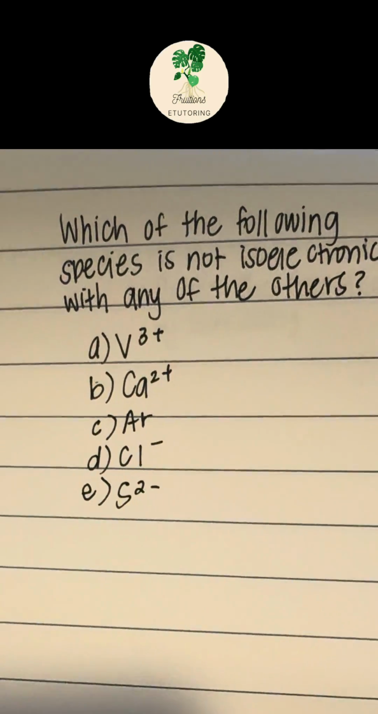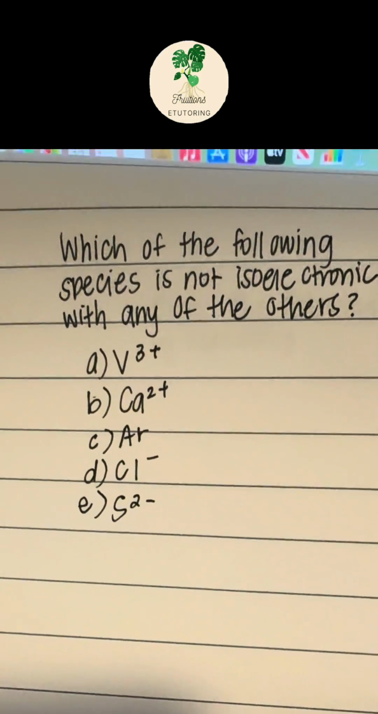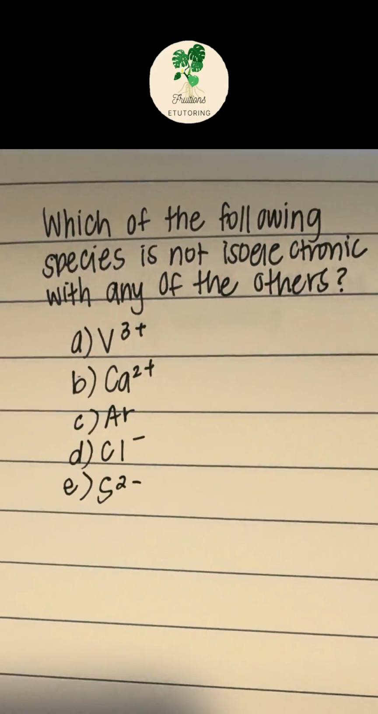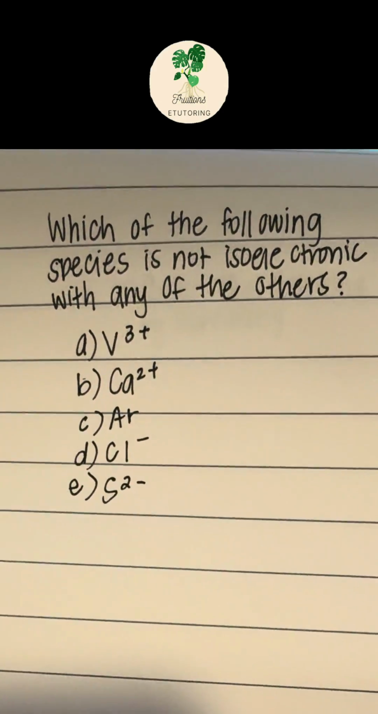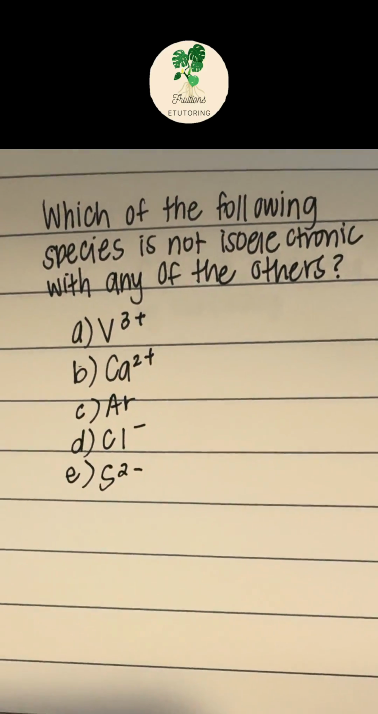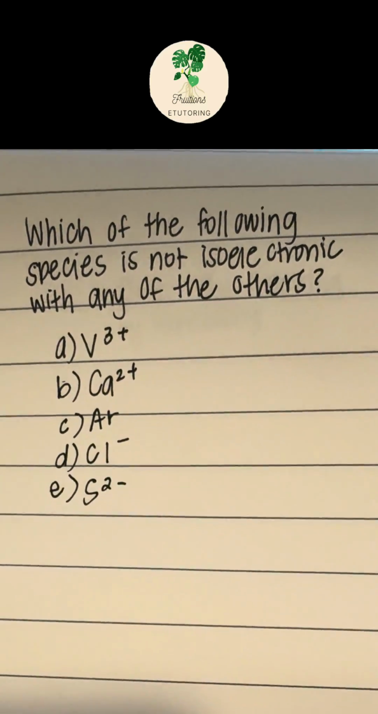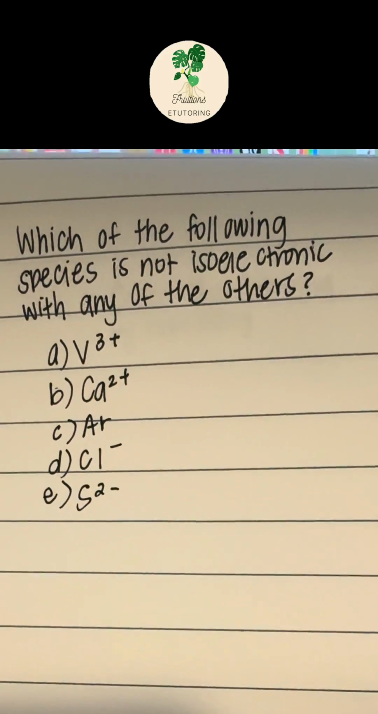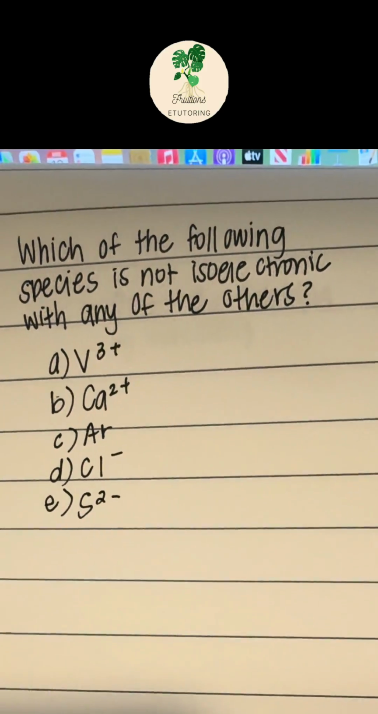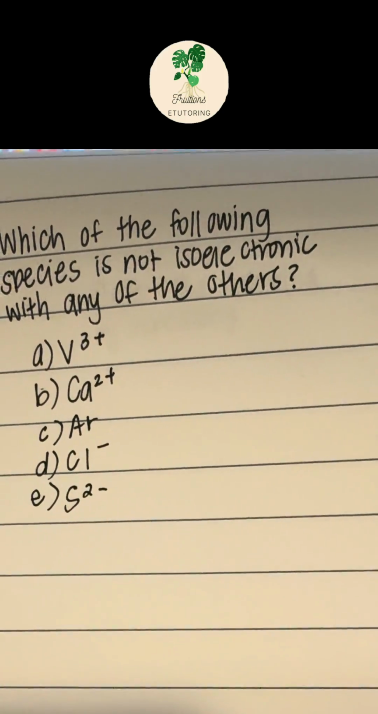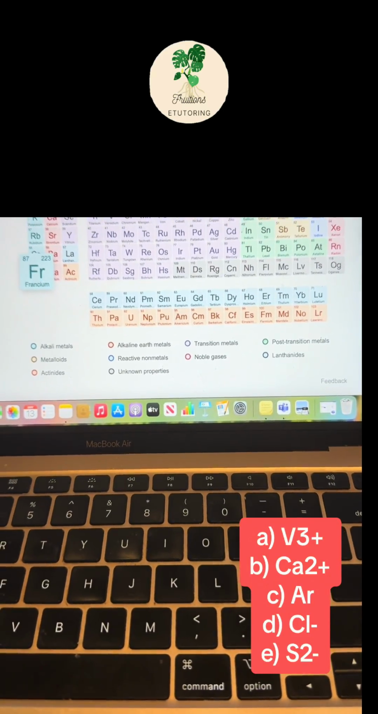So here we have a question: which of the following species is not isoelectronic with any of the others? We're given a list of 5 elements, and each element has a different charge associated with it, as you can see. Isoelectronic species refer to two atoms, which can either be ions or molecules, that have the same electronic structure and the same number of valence electrons. So we were given 5 options.